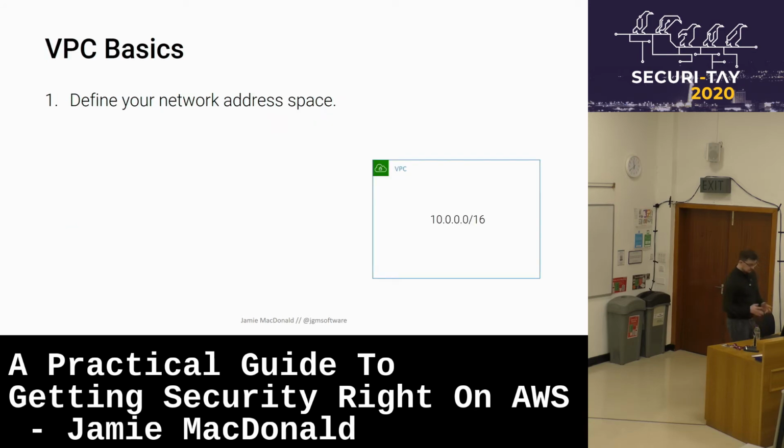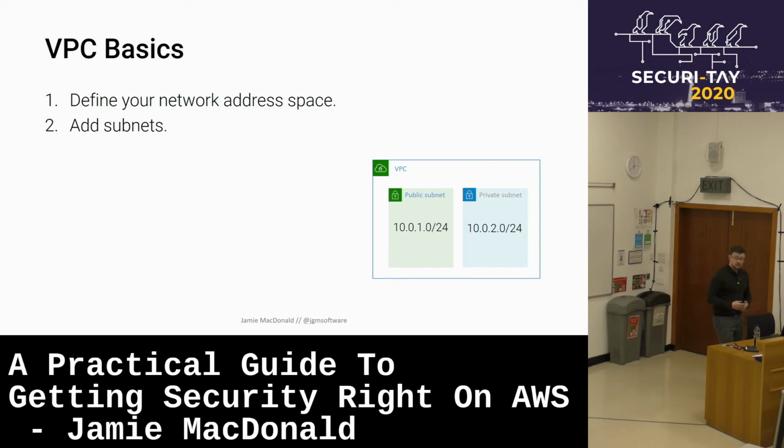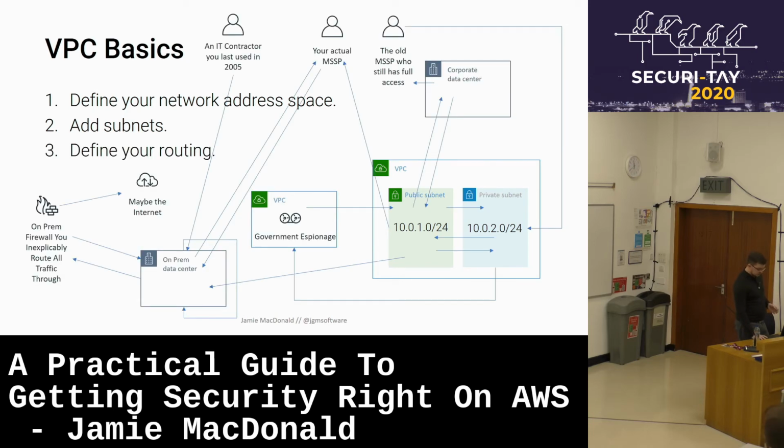So to begin, you're going to define your network address space in terms of a CIDR block. Then add in some subnets to it. So whatever subnets you fancy, normally at least you'll have public ones for internet-facing services and private ones for services that don't really have any business being directly internet-facing, like a database or something. Then simply define some really simple routing rules.